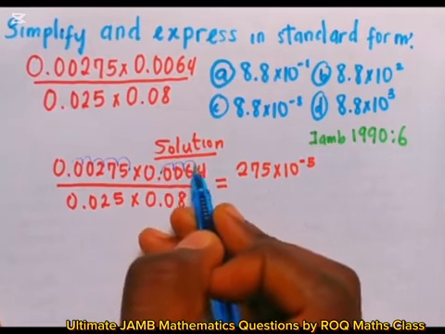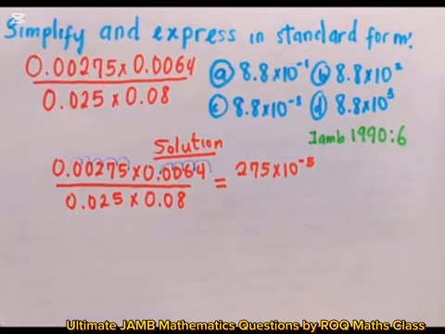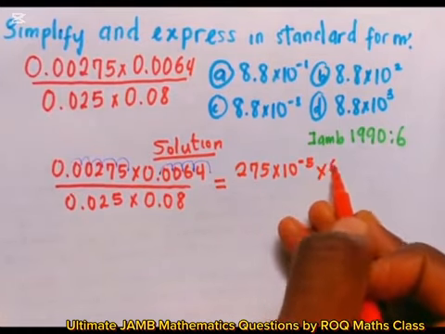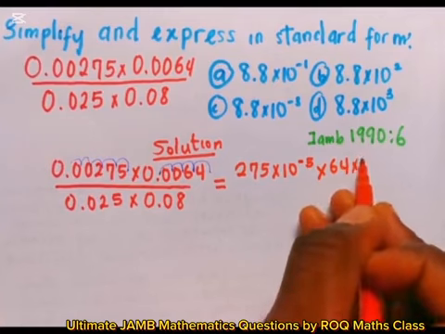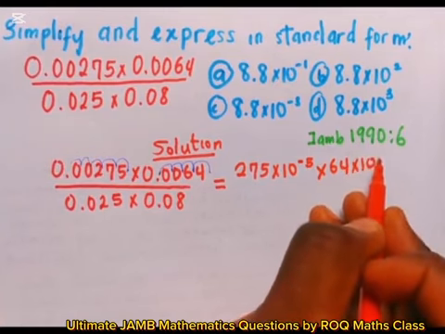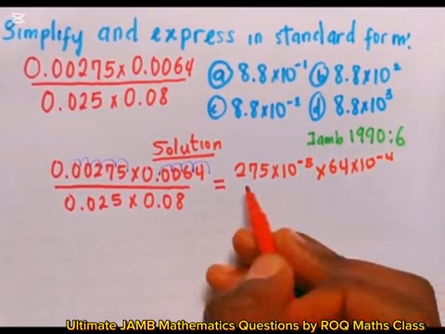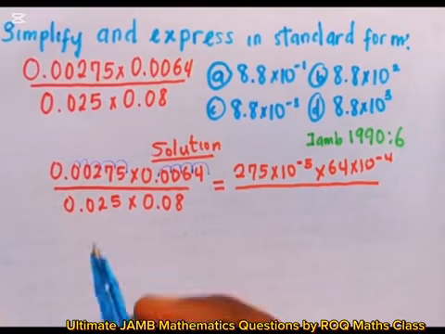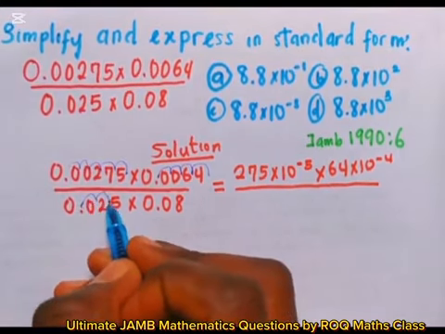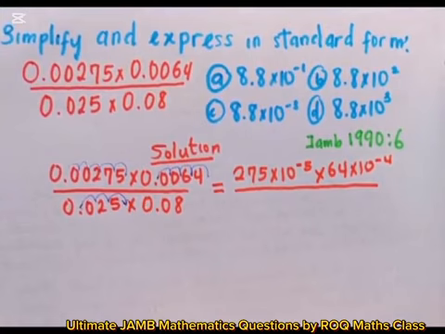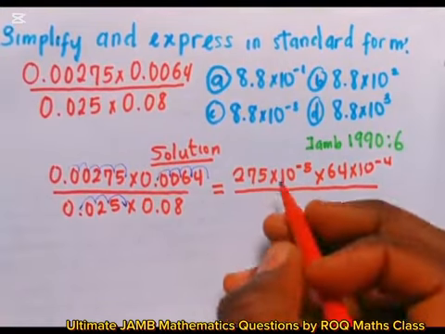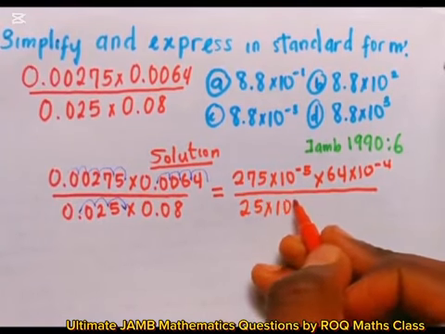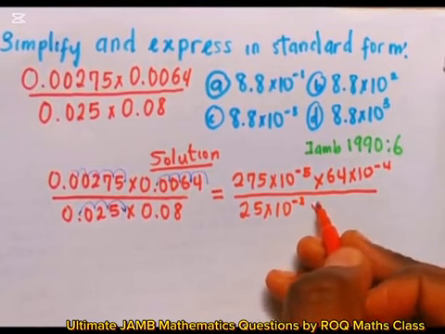1, 2, 3, 4. So times 64 times 10 to the power of minus 4 all over this denominator. We have to move it again. 1, 2, 3. How many times do we move it? 3 times. So I'm going to have 25 times 10 to the power of negative 3.